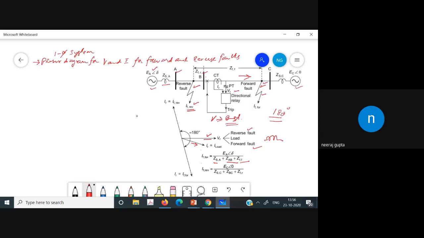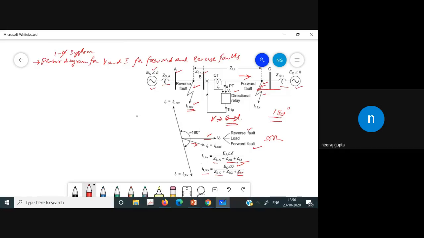And for the reverse fault, let us suppose that here it is the reverse fault. In that case, the relay sees the current as it is fed from both directions. From here also it will be fed, and from here also it will be fed. So if we take into consideration the current flowing from this side, we will have EC, that is the voltage, divided by ZSE plus ZBC, that is this one, and ZFR.